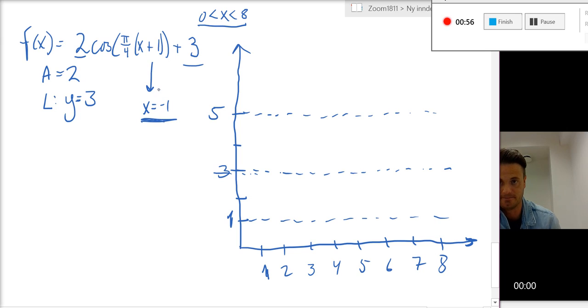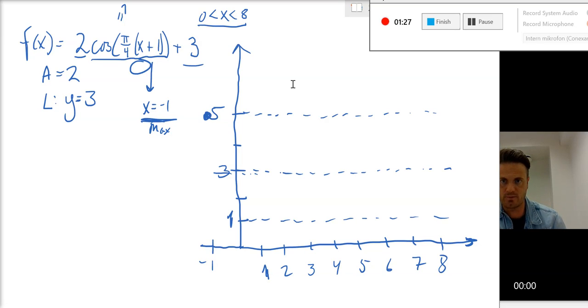And the 0 point here, when x is minus 1, this will be 0, and then we get cosine of 0, and cosine of 0 is equal to 1, so we get 2 times 1 plus 3, so we get 5. So when it's cosine, the 0 point here is the maximum point. So we know that we have a maximum point at x equals minus 1, so we have to go over here. So here we have a maximum point, when x is minus 1, since it's cosine here.